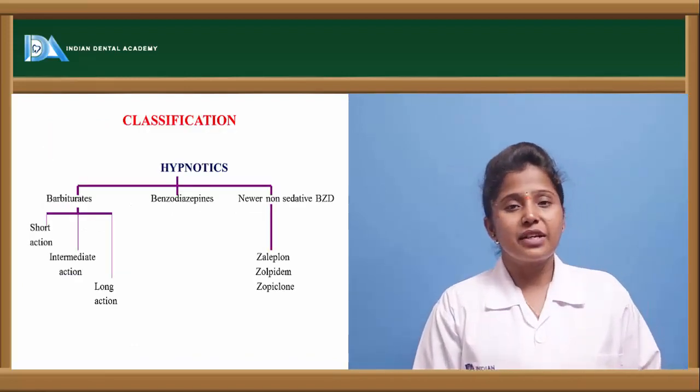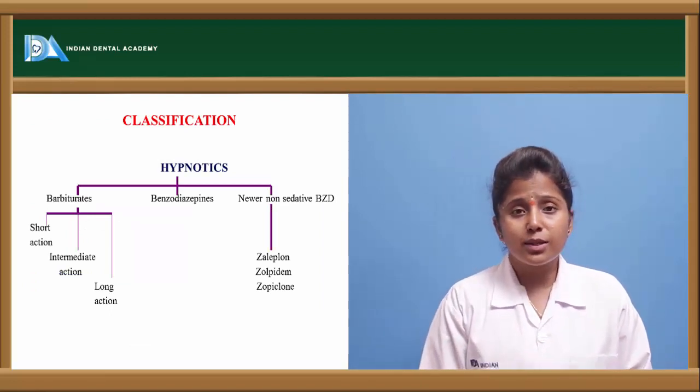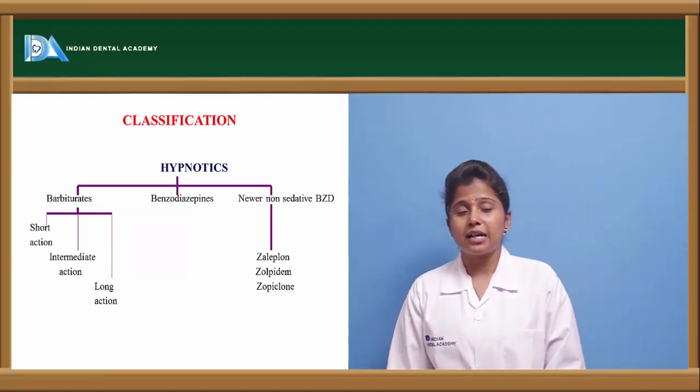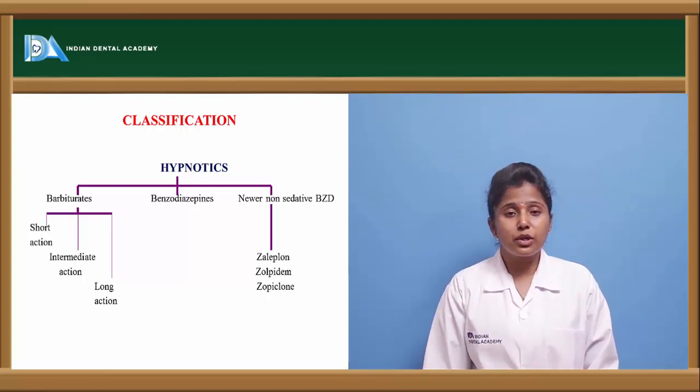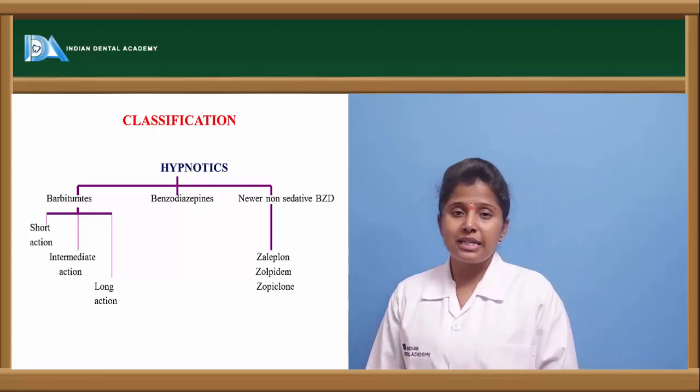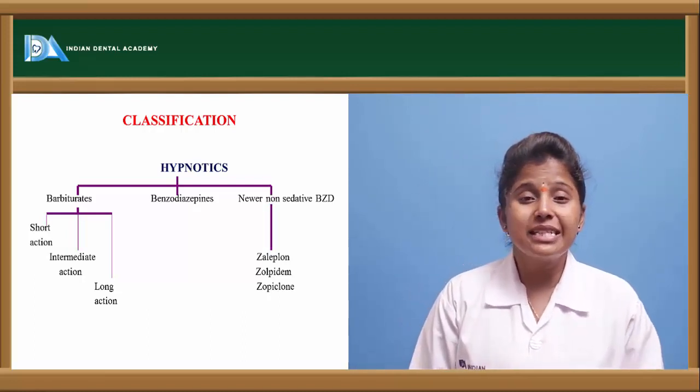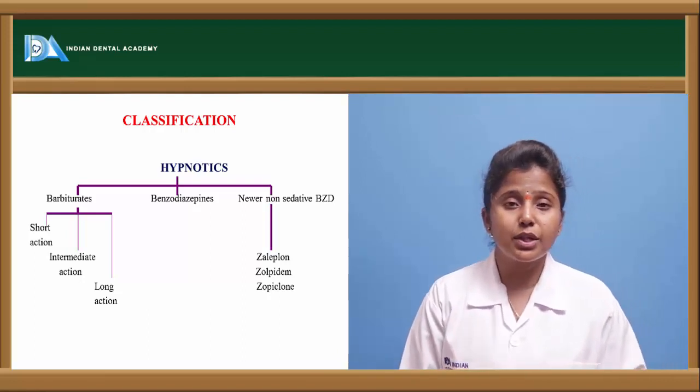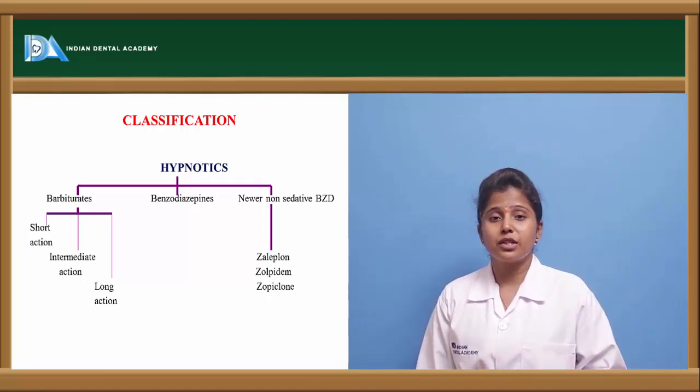Let us see the classification of hypnotics. The drugs which come under this category are benzodiazepines, barbiturates and newer non-sedative benzodiazepines. These are the main classes of drugs which are used to treat anxiety or which are used as hypnotics.